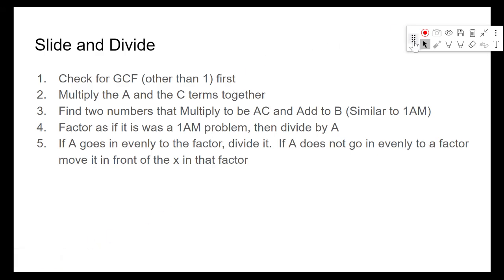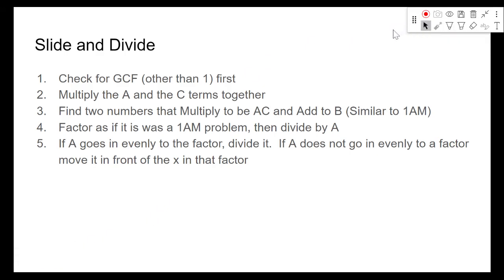Some of the things that show up again and again and again. The first thing you need to do is check for a GCF other than 1. If there is one, it has to be factored out. Remember, you cannot lead with a negative. That's really important on slide and divide. Your first term cannot be a negative because if it is and you try to use slide and divide, it will not work properly and you'll get the wrong answer. So it's super important that you factor out the negatives when you have them.